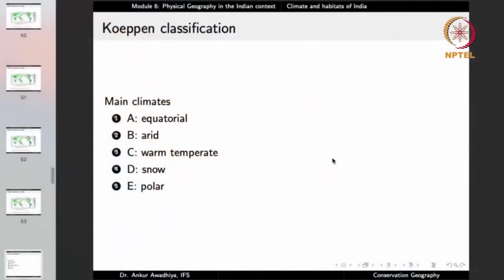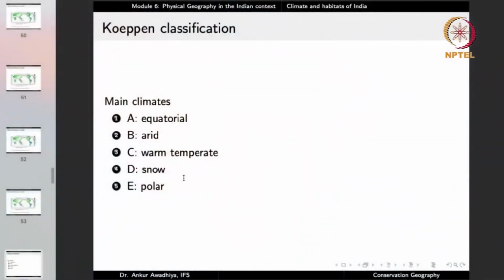Then C refers to a warm temperate climate. Warm temperate means that you do not have any season that is very hot, you do not have any season that is very cold, so it's a temperate sort of a climate. But this is warm temperate, meaning that it is towards the warmer side, and there is no month where you have an average temperature that is say less than -3 degrees. So this is the warm temperate climate. Warm temperate, snow or continental, and polar.